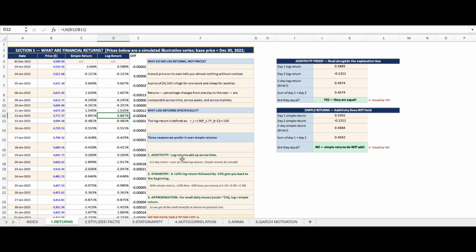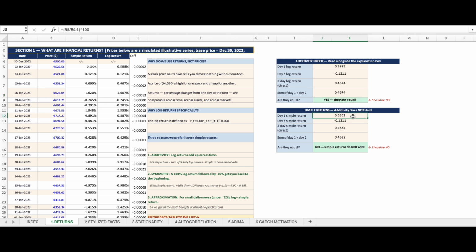First is additivity. Log returns add up across time. Look at the proof section on the right side of the tab. Day 1 log return plus day 2 log return equals the 2-day log return calculated directly. And this is exact. This is not an approximation.